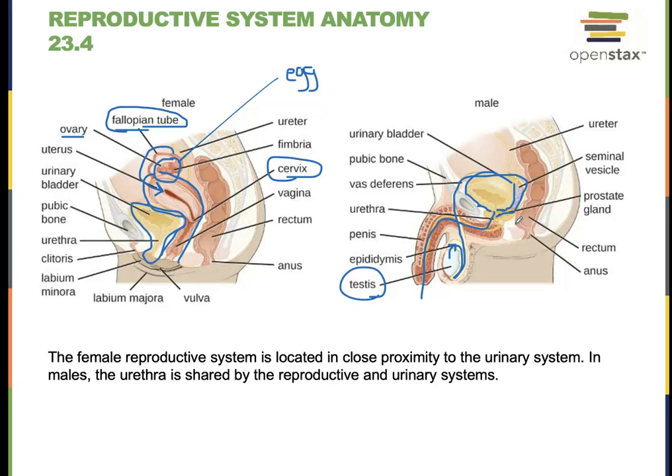So basically, if you have an infection of the urethra, it can also lead to infections of the reproductive system. Whereas in the woman, if you have a urinary infection, it doesn't necessarily mean that you're going to also have a reproductive issue.